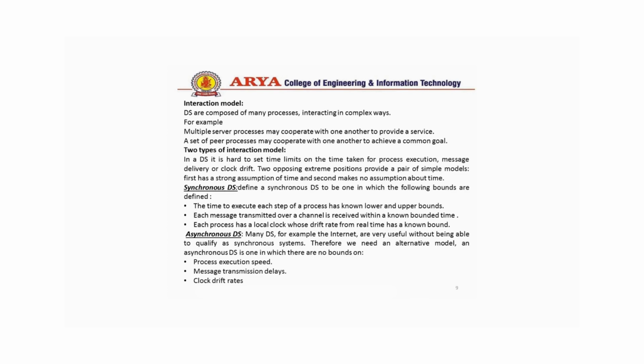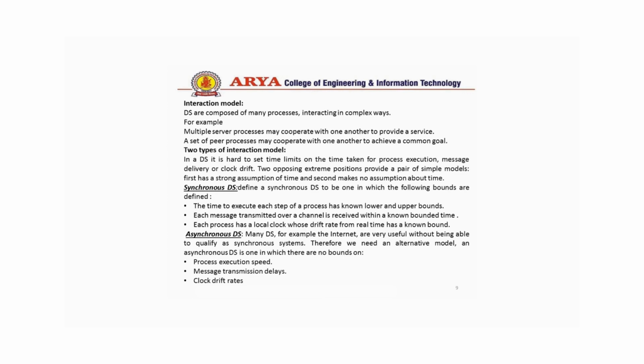the following bounds. The time to execute each step of a process has known lower and upper bounds. Each message transmitted over a channel is received within a known bounded time. Each process has a local clock whose drift rate from real time has a known bound. That means there is a defined time limit to execute a particular task, the lower limit as well as the upper limit.